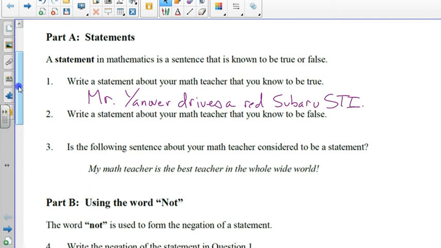Write a statement about your math teacher that you know to be false. Mr. Yanover is female.